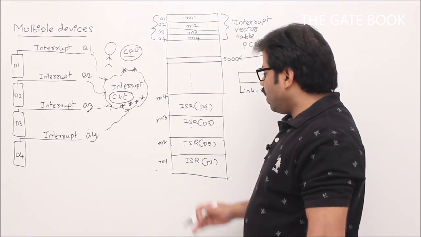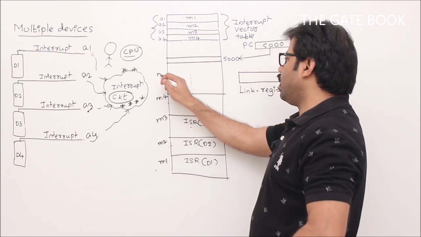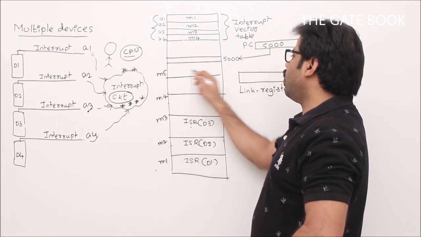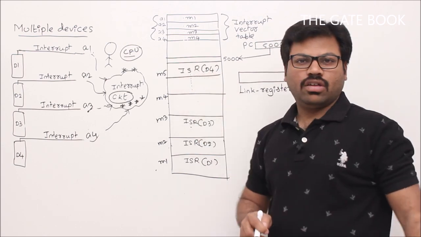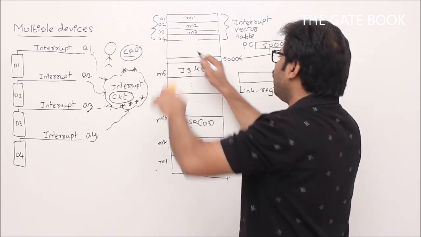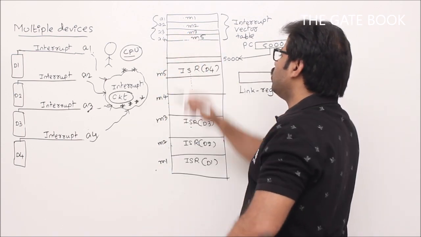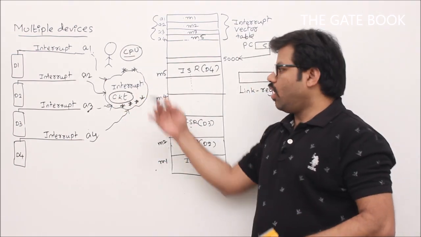Second thing, suddenly I want to change the interrupt service routine D4's address somewhere. I want to keep here M5. Here I want to write the interrupt service routine for D4. I want to move it. Then it's quite easy. Simply here I write M5, so that will be automatically adjusted, right? You get flexibility, whatever it is.